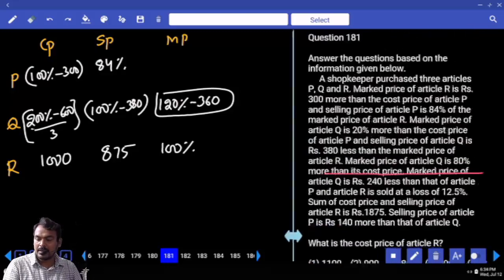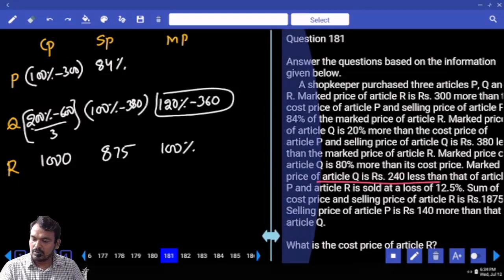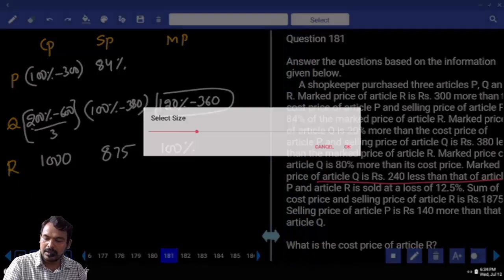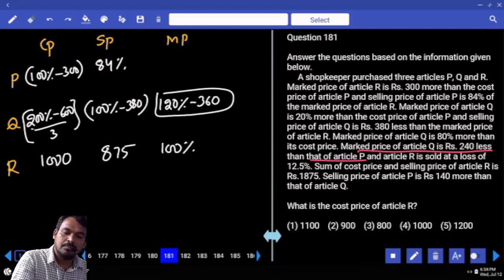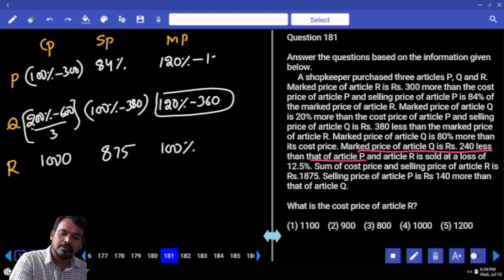Okay. What is the next line? Market price of article Q is 240 less than the article P. Market price of article Q is 240 less than which one? Article P. Means Q market price compared to P market price, how much value less? 240 less. Means P market price written 120%. Reversal plus 240 or minus 240? Plus 240. Means written 120% minus 120.